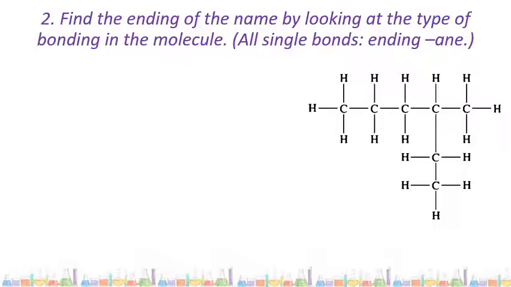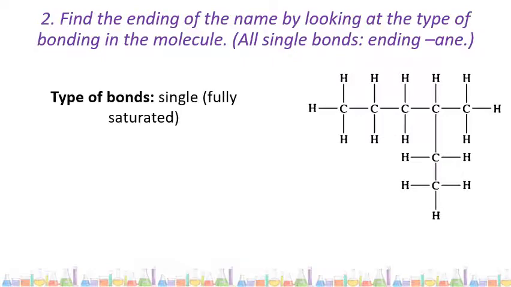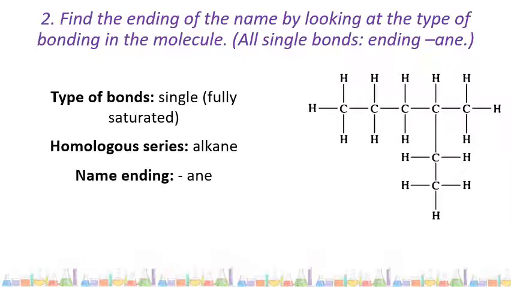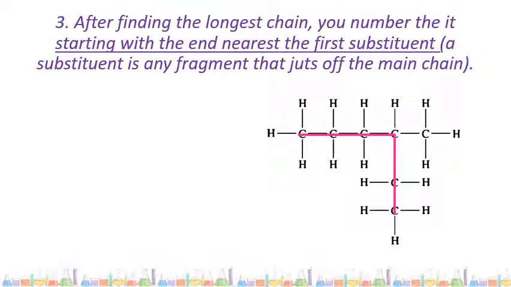Step 2 is to find the ending of the name by looking at the type of bonding in the molecule, or here we're trying to figure out which homologous series we have. Hopefully you can tell by looking at this, and because we haven't done any other homologous series yet, that this is an alkane. The bonding is all single, so we have a fully saturated molecule. That means the homologous series is an alkane, and the name ending is therefore going to be ANE. So now we know we've got the longest chain named as hexane.